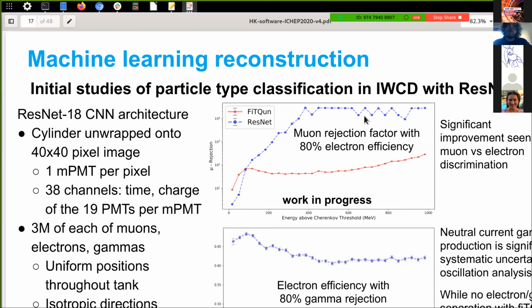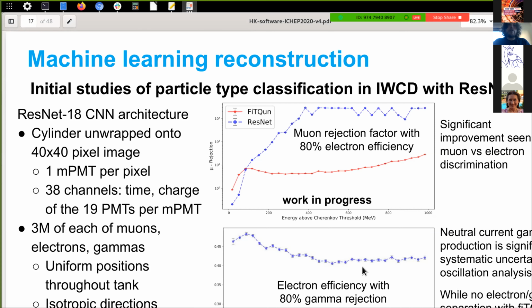Another thing that we can do with this CNN, which hasn't been possible before using the traditional reconstruction, is some statistical separation of gammas versus electrons, which look extremely similar by eye and are very difficult to distinguish. But this is important because the neutral current single gamma events can form a significant background again to our electron neutrino oscillation appearance sample. So that's all quite promising.